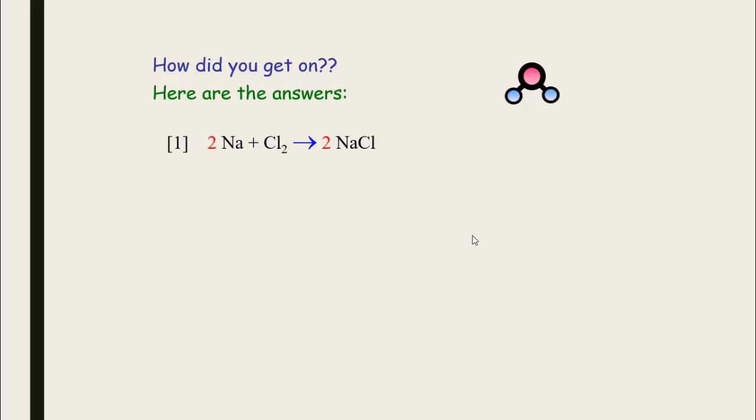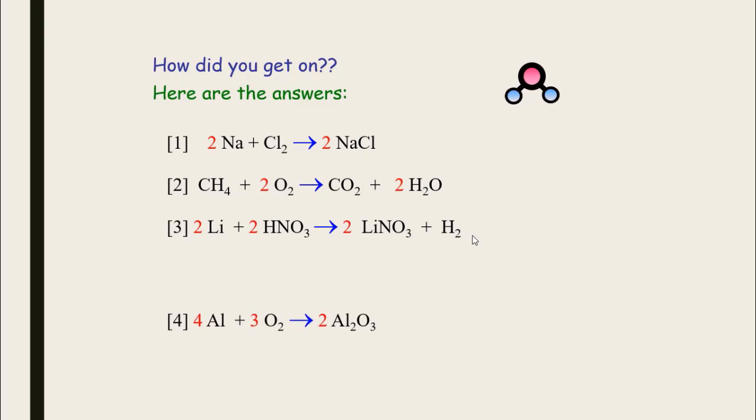Here are the answers. To balance this equation, we will put 2 before Na. Here we will put 2 before oxygen, and these are the answers. Try to solve them by yourselves, and here you have the answers to make sure that your answers are correct.